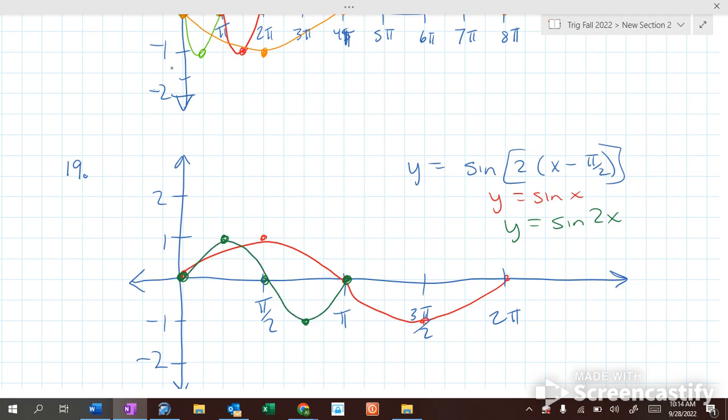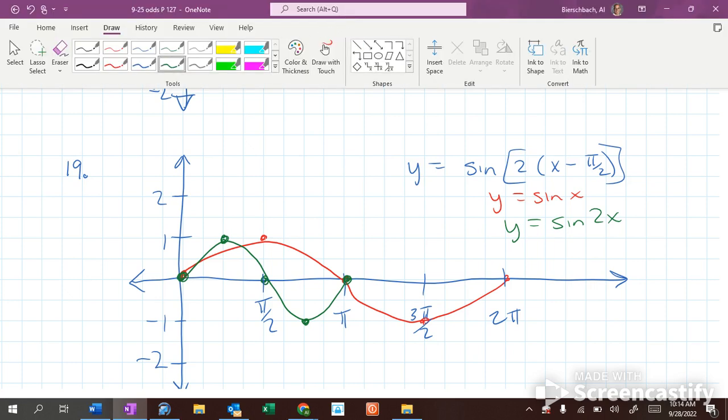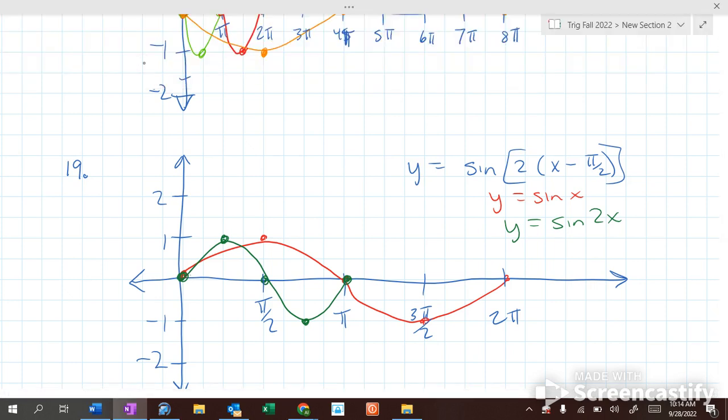And then I'm going to move everything to the right, pi over 2. So move everything 4 spaces. Whoops. That's 5 spaces. 4 spaces to the right. So it ends up like that.